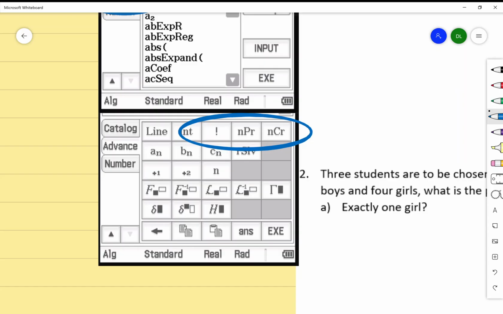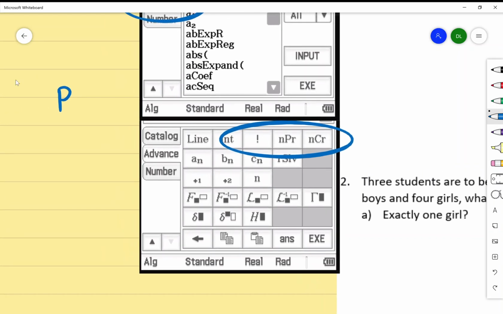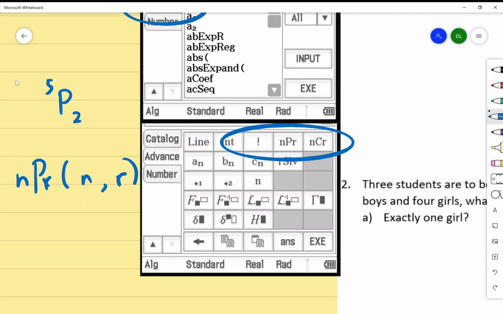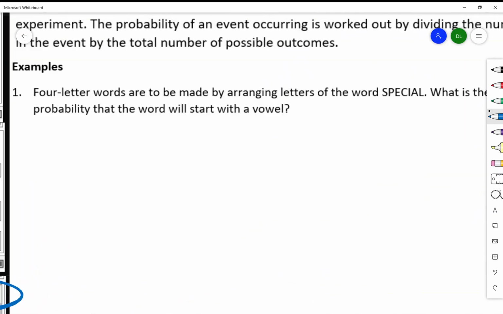nPr and nCr is what we're going to be focusing on. For example, if you want to calculate the permutation when n equals 5 and r equals 2, I'm just selecting random numbers. When you press the calculator's nPr button, it shows you this screen, and then you have to type in certain values. Just note the first value is always going to be n and the second value is going to be r. So in our situation of 5P2, we're going to type in nPr bracket 5, 2. Awesome, let's get into today's content.